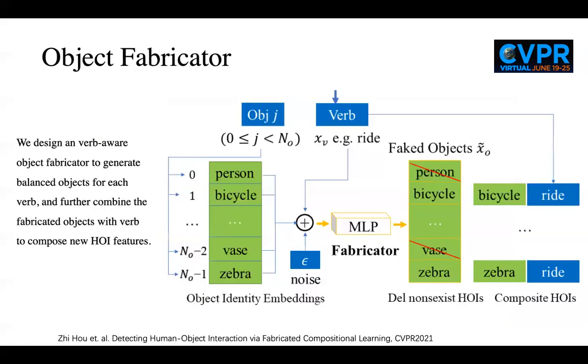Here, we introduce the object fabricator. We design a verb-aware object fabricator to generate balanced objects for each verb, and further combine the fabricated objects with verbs to compose new HOI samples. Similar to previous work, we also remove those invisible HOIs.